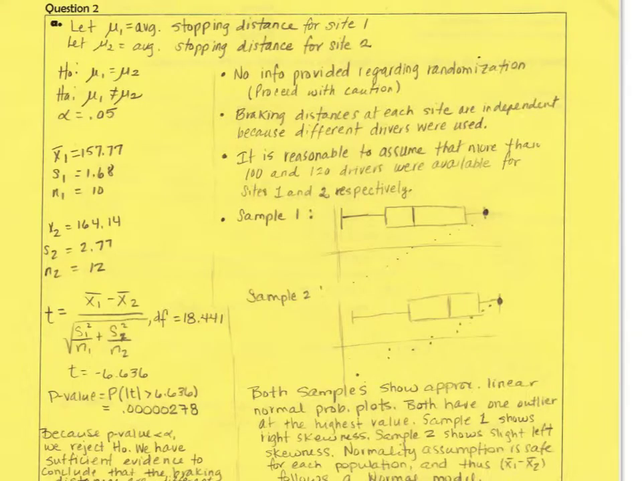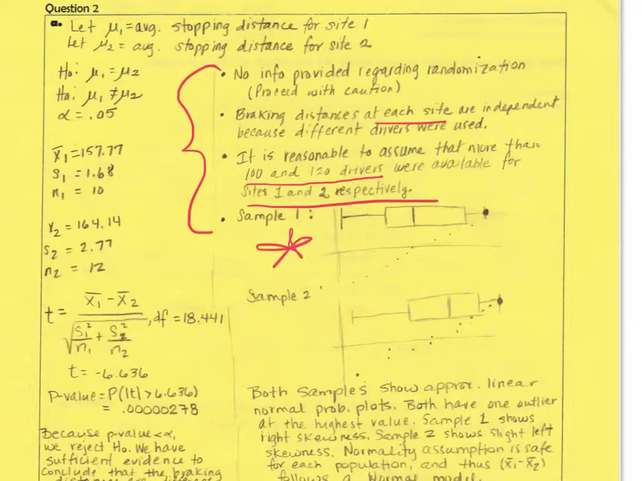Question 2 wasn't so bad. Across the board, we did relatively well. Just make sure that you are verifying conditions for both populations, and you'll see that here. Braking distances at each site. It is reasonable to assume that there are more than 100 and 120 drivers for sites 1 and 2 respectively. Normality for sample 1. Normality for sample 2.